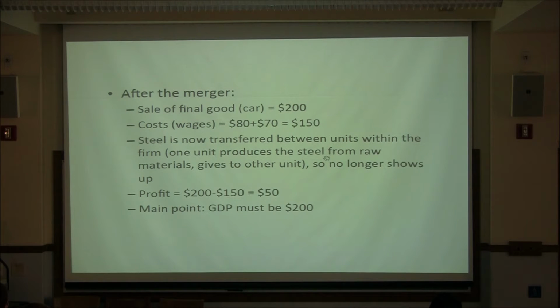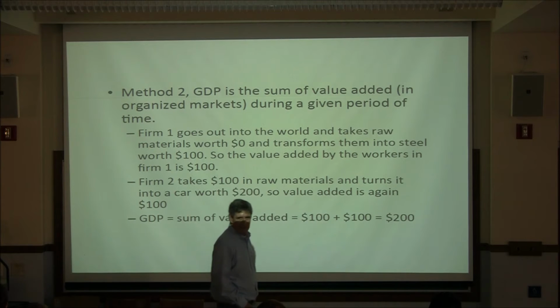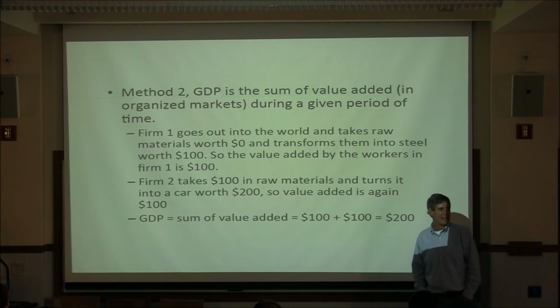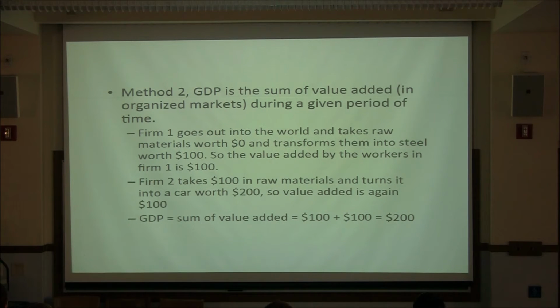Okay, so this is the merger thing. You get that, right? You could also do what's called a value-added approach. You know how this works? We take each firm and ask how much value it adds to that lump of stuff that it gets. So what does the first firm do? It takes stuff off the ground or in the ground, brings it inside the firm and turns it into steel. It takes stuff worth nothing and turns it into something worth $100. So its value added is $100.